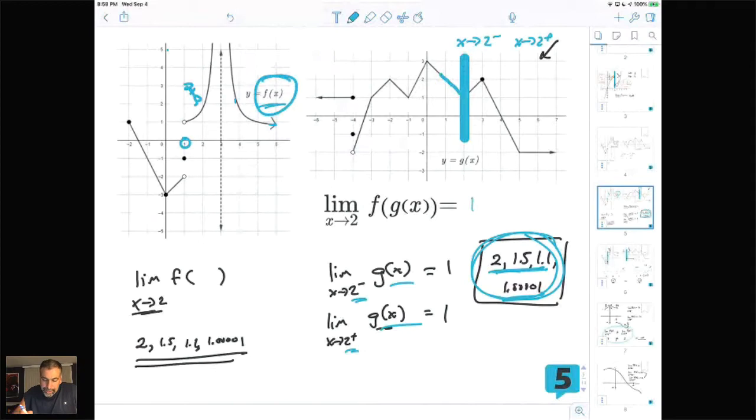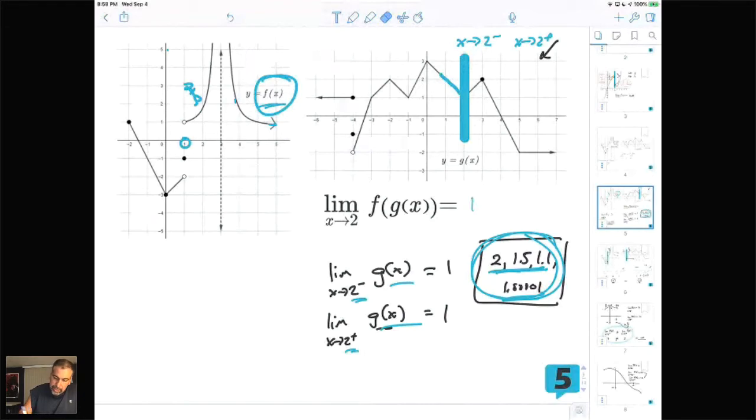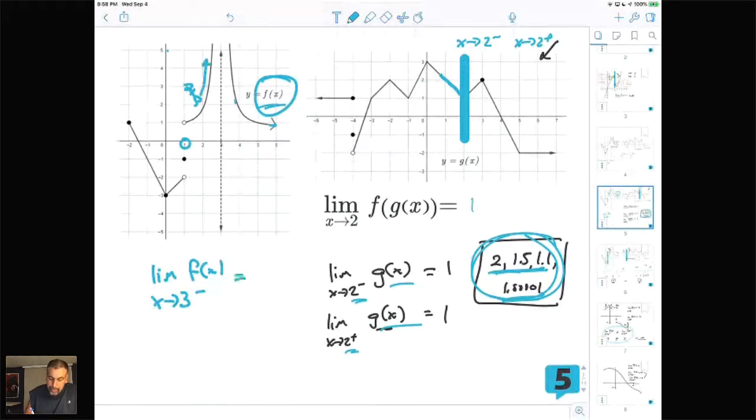And just to clarify that, this didn't come up tonight, but if we did ask this question, if we came over to this one and we said, what is the limit as x approaches 3 of f of x? Well, when we look at that one from the left, now I'm walking this way. So where am I ending up? I'm ending up in infinity.